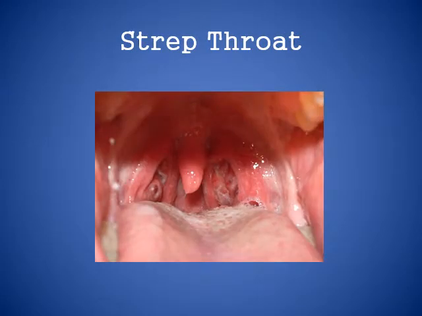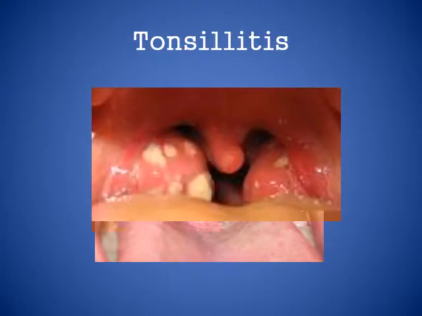Here's the difference with strep throat. Strep throat usually has pus formation in the back of the throat. You might see red dots along the back of the throat. They'll have a hard time swallowing. They'll usually have an accompanying fever and not feel well.